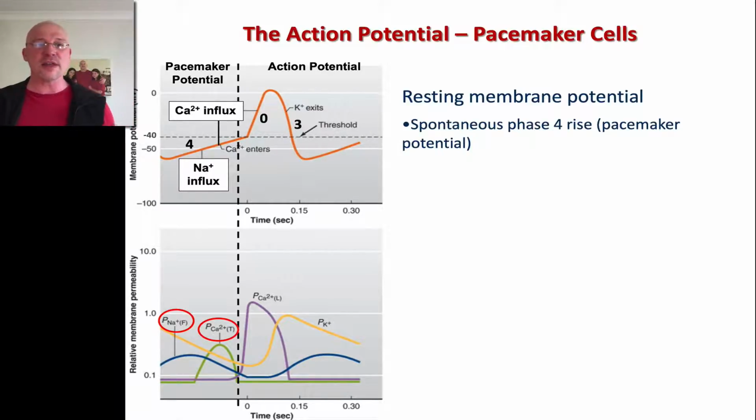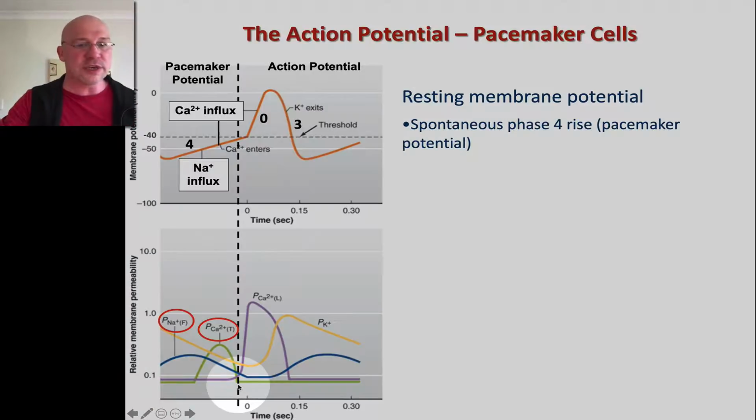We have to get back down to that low voltage in order for the funny channels to reset. So if we take a look at how that looks in this bottom chart, you can see that in a pacemaker cell, we've got this slow leakage of sodium into the cell. Sodium's coming into the cell, making it positive. Potassium is leaking out. So the potassium's going down, sodium's going up.